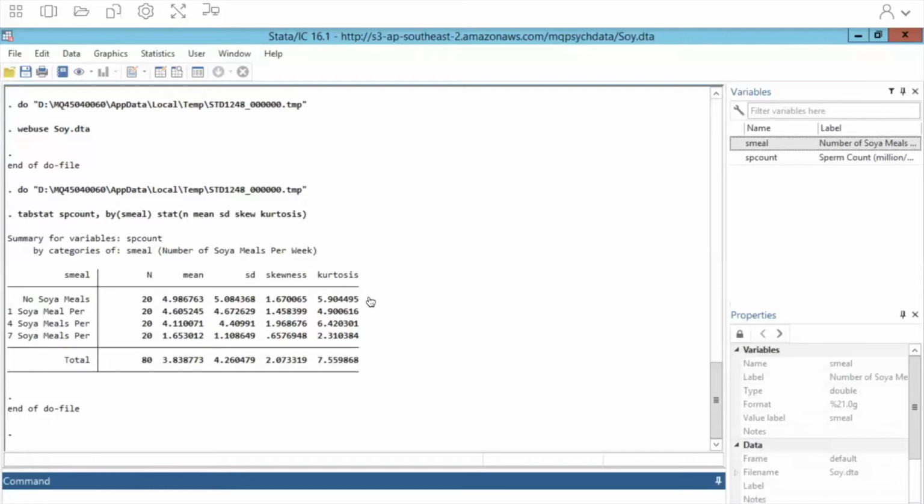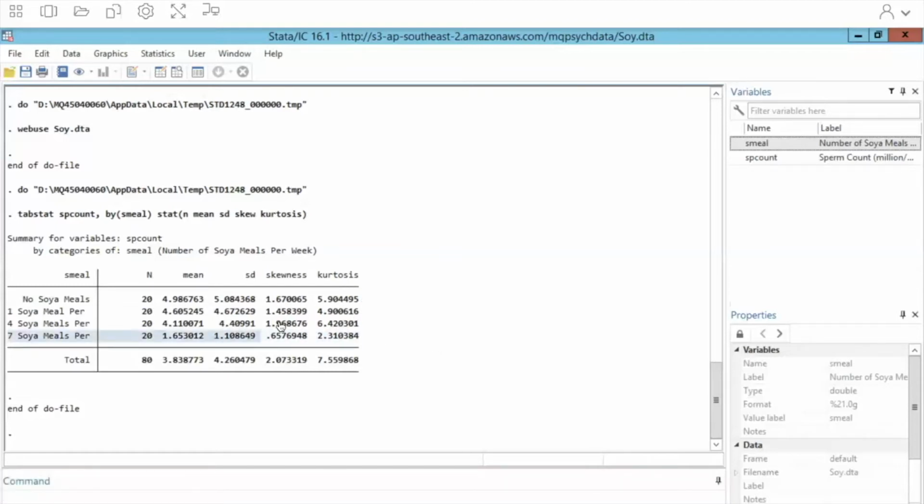So it looks like in this case, when we have a problematic skew, we are also seeing a problematic kurtosis statistic. And in fact, these 3 levels, again, no soy, 1, and 4 soy, are highly leptokurtic here. 7 soy, on the other hand, isn't perfect. It's positively skewed, but it's within our cutoffs. And for kurtosis, it's platykurtic, but again, it's within our acceptable range of 2 to 4. So it looks like 3 out of the 4 levels are already violating the assumptions of a normal distribution.